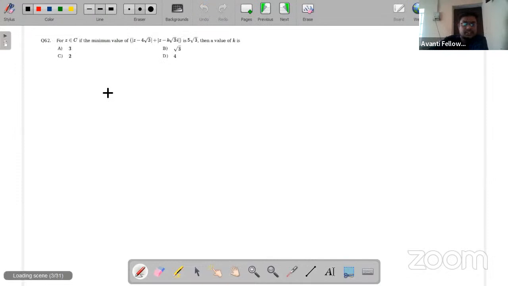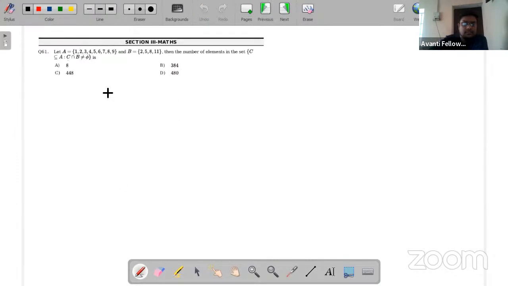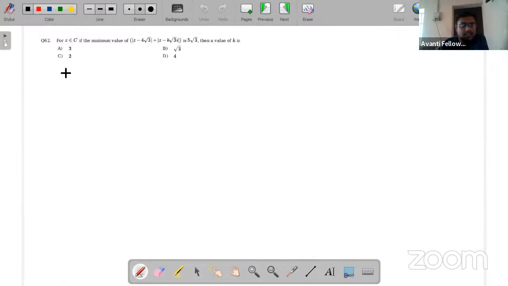So next question is this. Here z belongs to C, means z is a complex number, and we have to find the minimum value of this modulus plus this modulus. Actually, it is given that the minimum value of modulus of this function plus modulus of this complex number is 5√3. So why don't we assume these two complex numbers as Z1 and Z2?